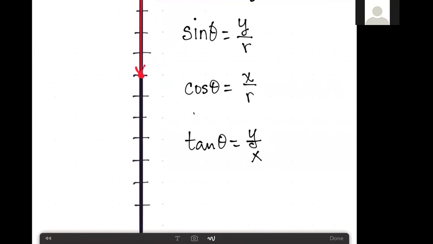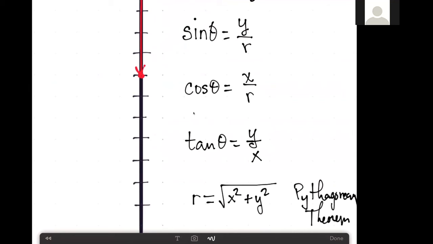Now, r is equal to the square root of x squared plus y squared. This is Pythagorean's theorem. Okay? So this is Pythagorean's theorem. So this is the theory that we're going to use.